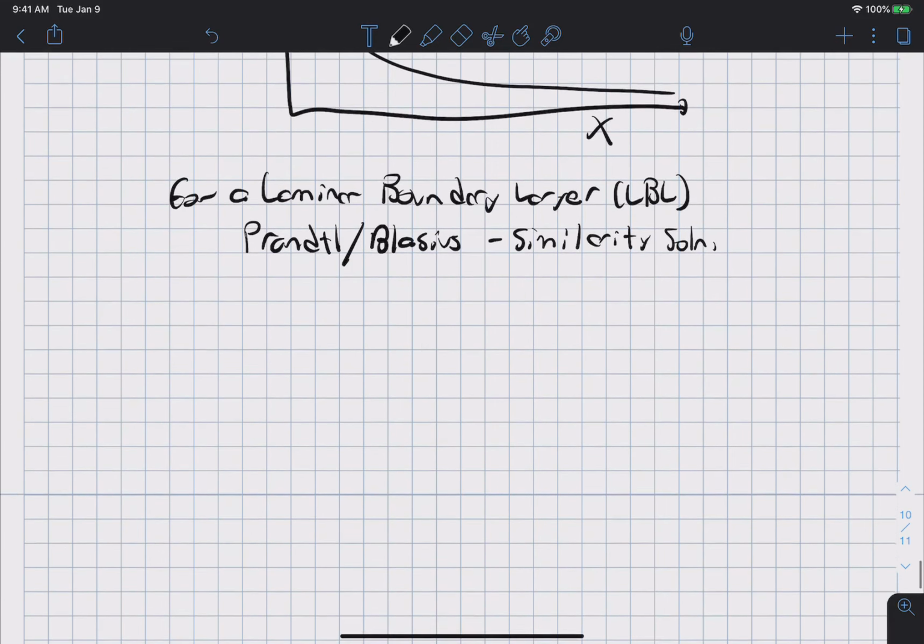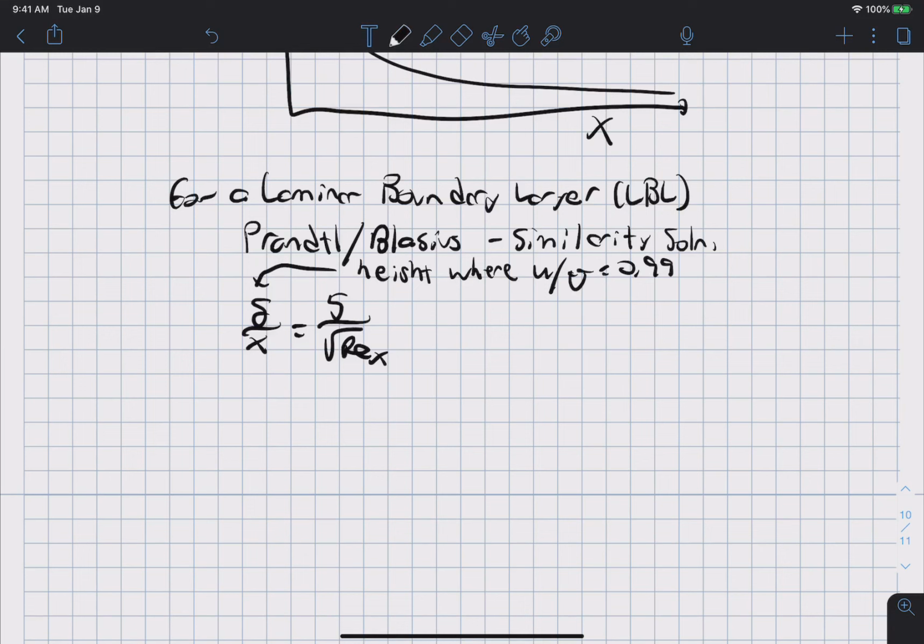Okay, they find that delta over x equals 5 over the square root of Reynolds number based on distance along the flat plate. And delta here, they defined it as the height where u over the free stream velocity equals 0.99. And Rex is defined as rho u times x over mu, or if you prefer, u x over the kinematic viscosity.